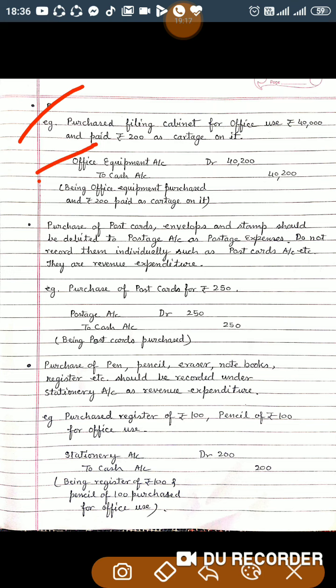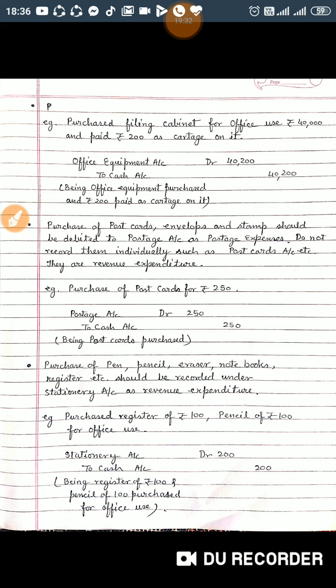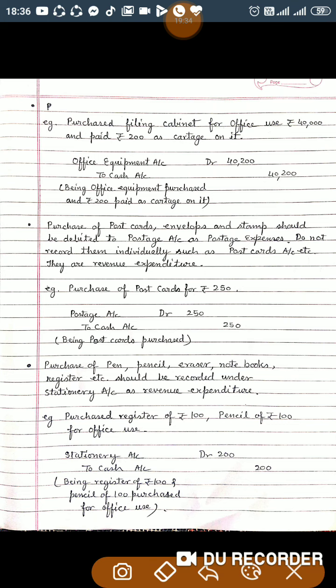So asset is increasing in the business in the name of office equipment, it should be debited. Increase in asset should be debited, modern rule. And at the same time we are making payment, cash balance is decreasing, so it should be credited. Asset, if decreasing, should be credited as per the modern rule. So the narration is: office equipment purchased and rupees 200 paid as cartage on it.